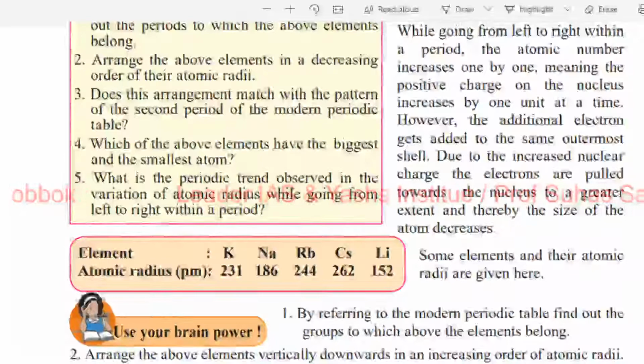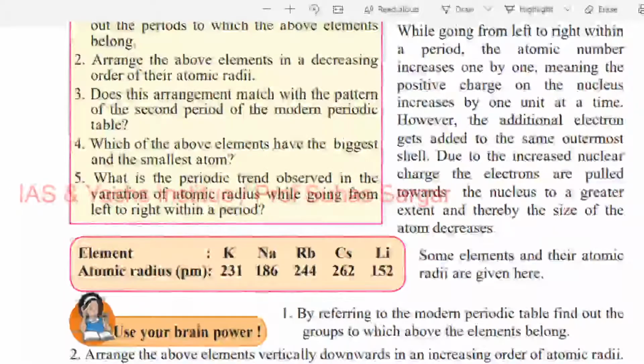Now in a box, you are seeing the elements and their atomic radius in picometer. Potassium is having atomic radius 231 picometer. Sodium is having atomic radius 186 picometer. Rubidium is having atomic radius 244 picometer, etc. Box closed. Some elements and their atomic radii.